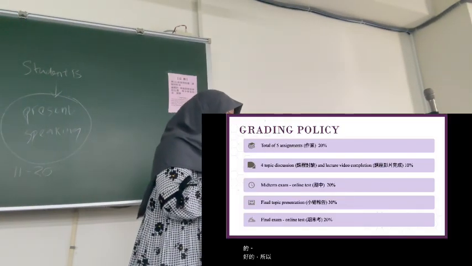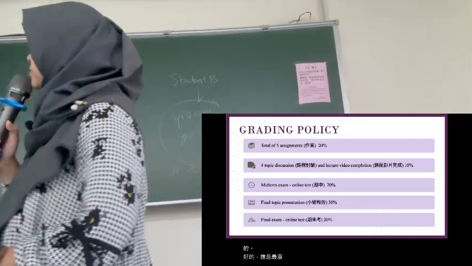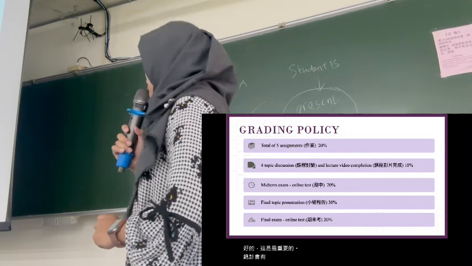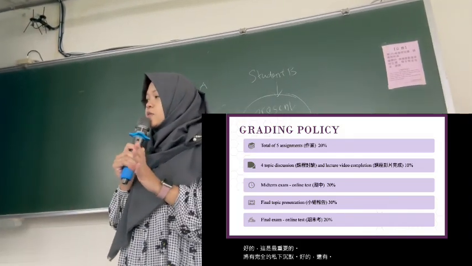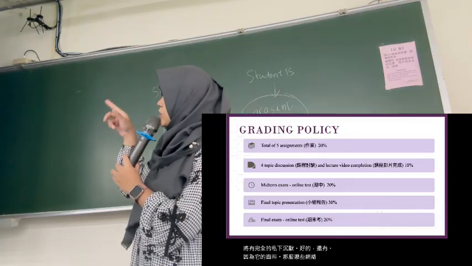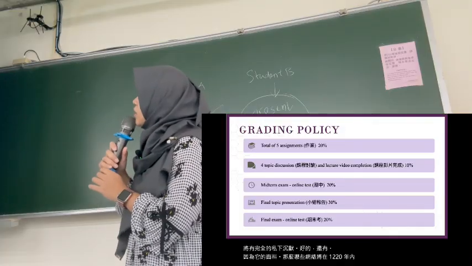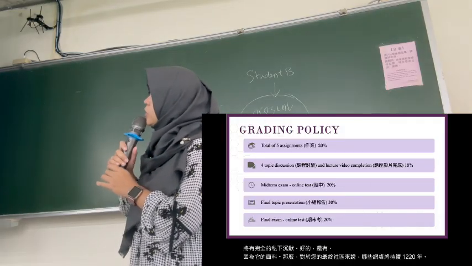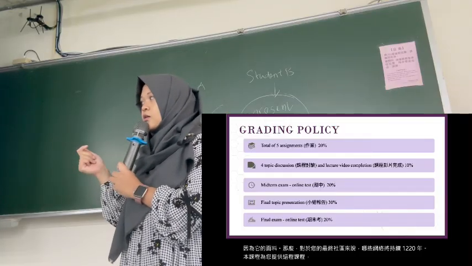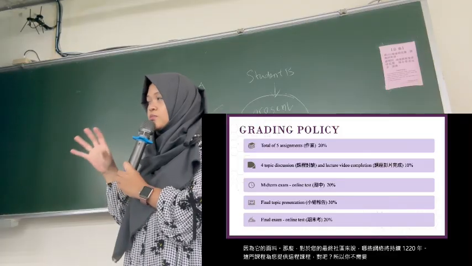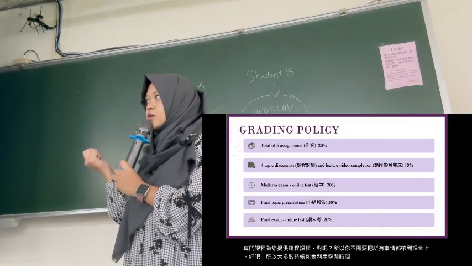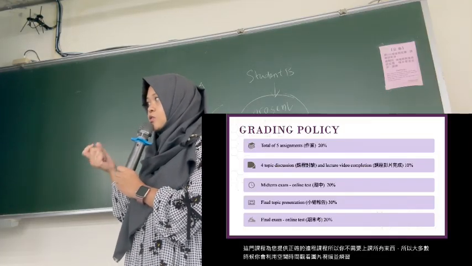Okay, this is the most important one, the grading policy. There will be a total of 5 assignments, and because of that, each assignment will be 4%, so the total will be 20% of your final grade. This course is a distance course, so you don't need to come to class every day. Most of the time you will use your free time to watch the lecture video and work on your assignments, based on your own time.